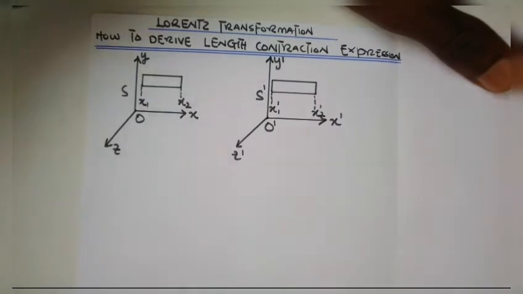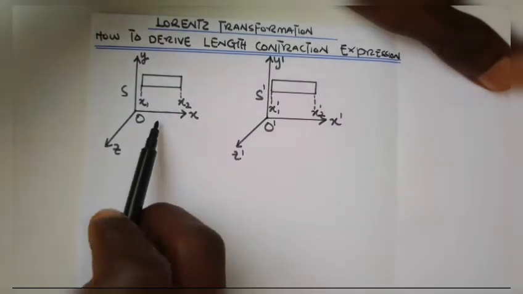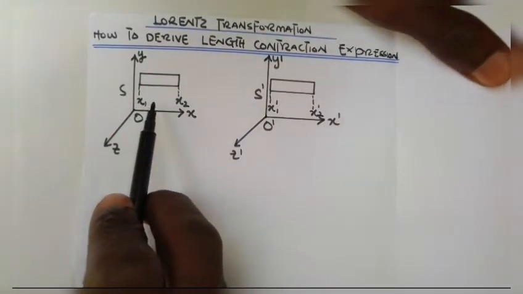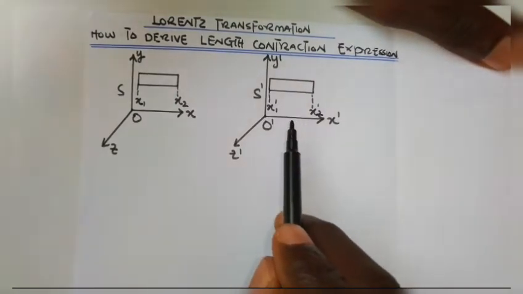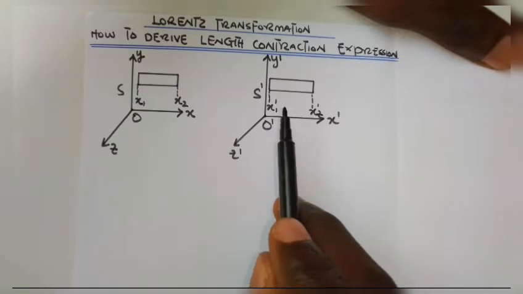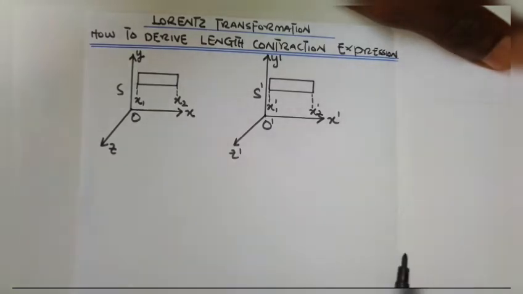Now, there is a difference between the observer seeing this rod in this frame and the observer that sees this rod in this frame. So, the length contraction expression is the kind of expression that relates the lengths of these two rods in one equation.